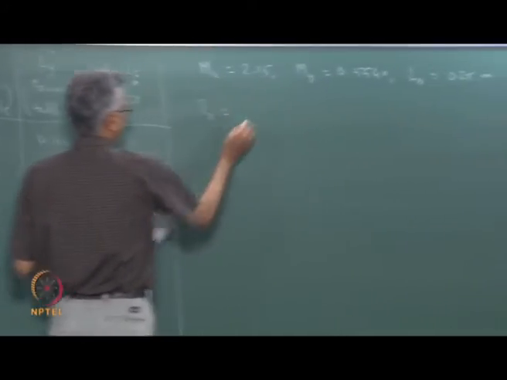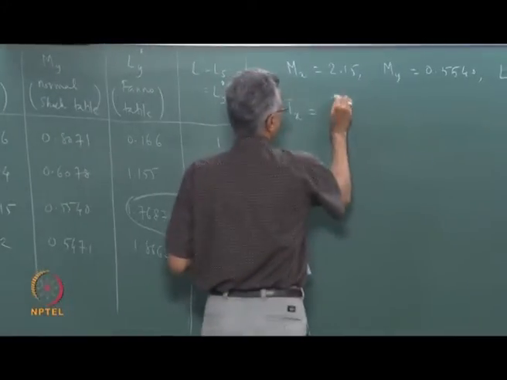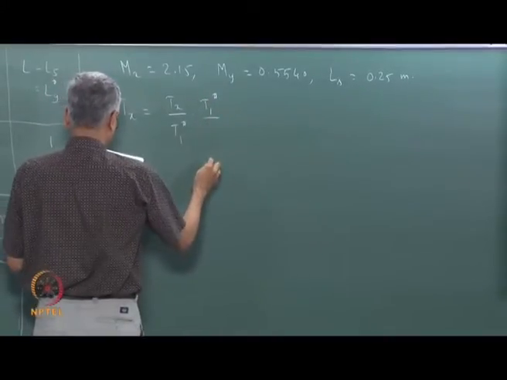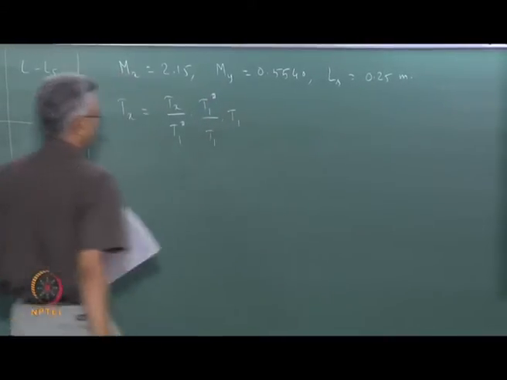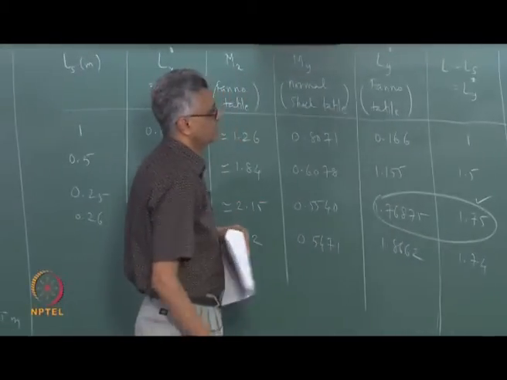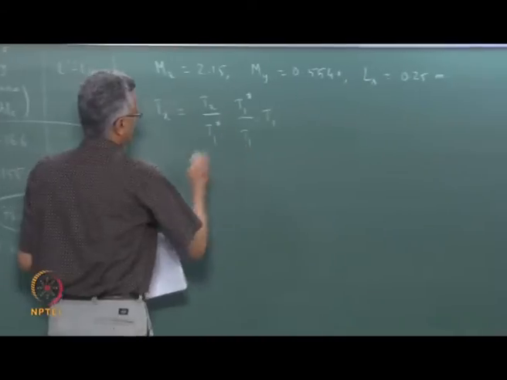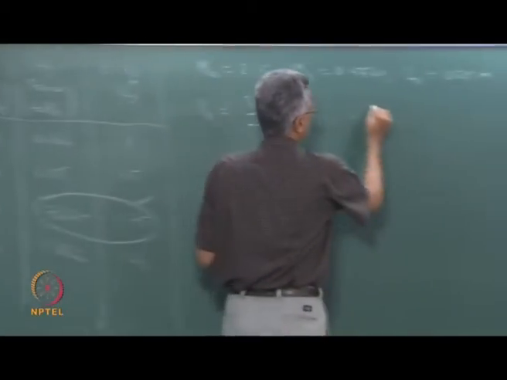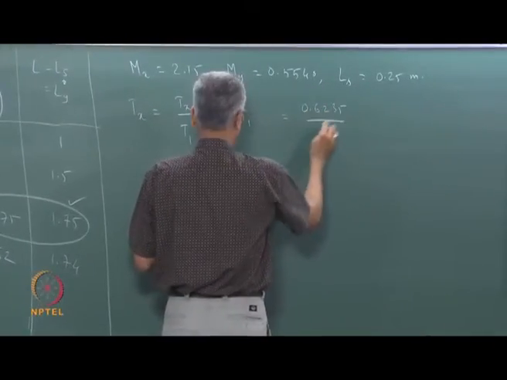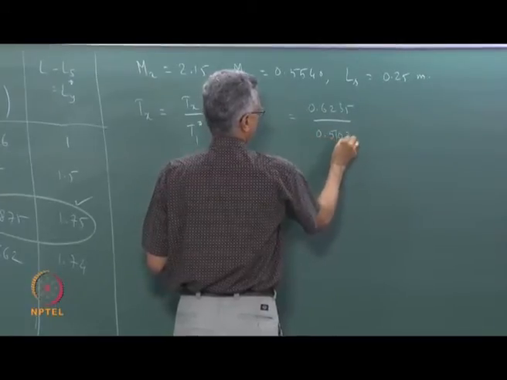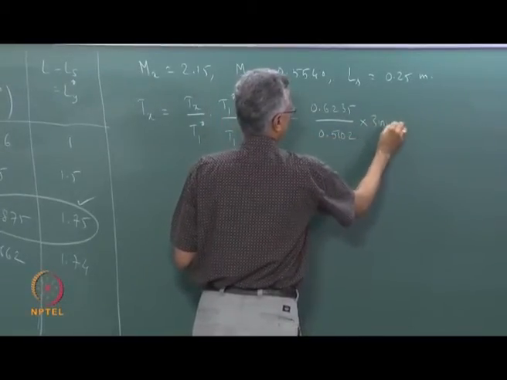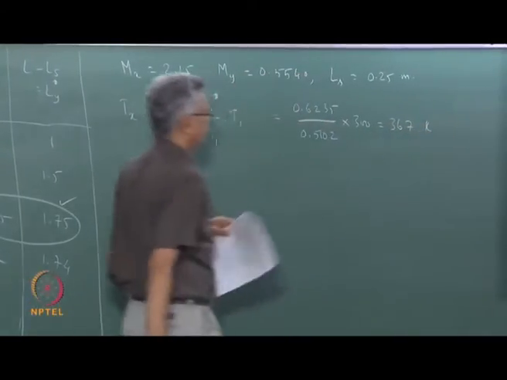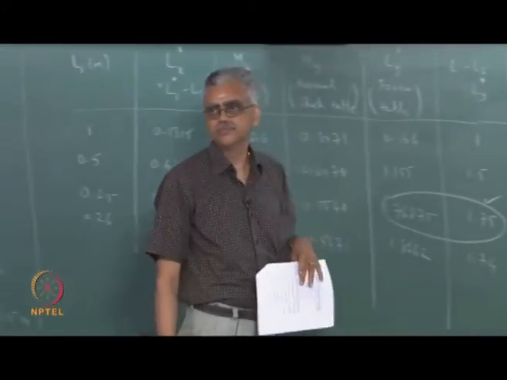So we say that Tx is equal to Tx over T1 star times T1 star divided by T1 times T1. Now since I know Mx, I can calculate these quantities from the Fanno table and I get this to be 0.6235 divided by 0.5102 times 300. So this gives me 367 Kelvin for Tx. This is from the Fanno table.